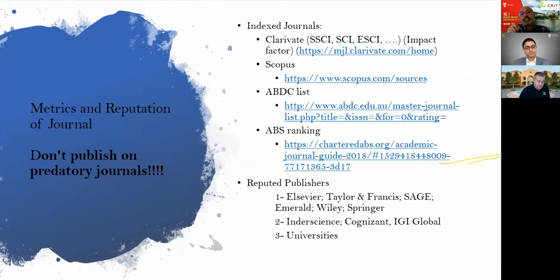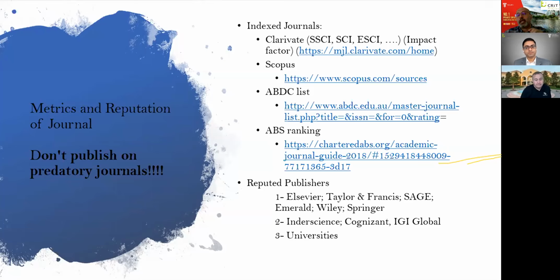Another thing that we can consider when we select a journal is the indexing system, metrics and reputation of the journal. You know, we have different indexing systems that at least can provide the minimum standard for quality of journal, so you can rely on their evaluation. So this can be a good way to identify reputed journals and distinguish between reputed and predatory journals.